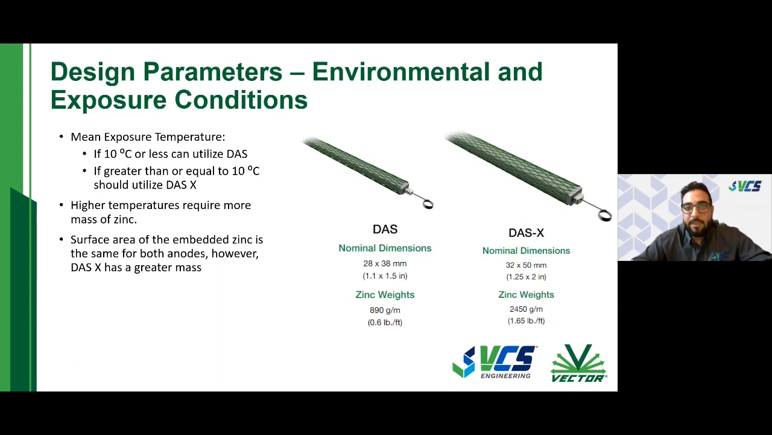And the important thing here is to note that the internal zinc embedded in both of these anodes, the surface area of it is exactly the same. It's just that the DASX has more mass to it, and you can clearly see. So the DAS is around 0.65 pounds per foot, whereas the DASX is 1.65 pounds per foot. So it's almost triple the amount of mass. And so we just need to ensure that we have enough mass to last us the desired service life.